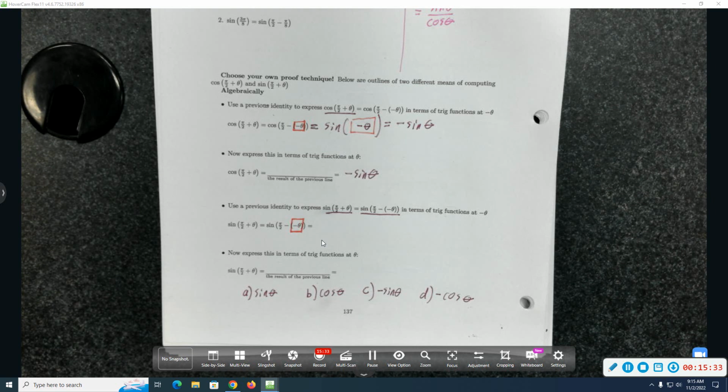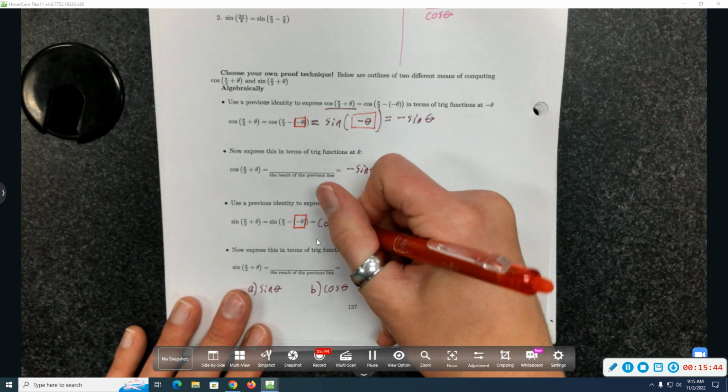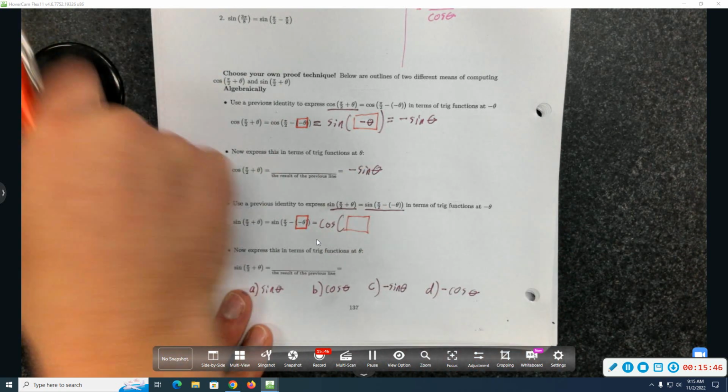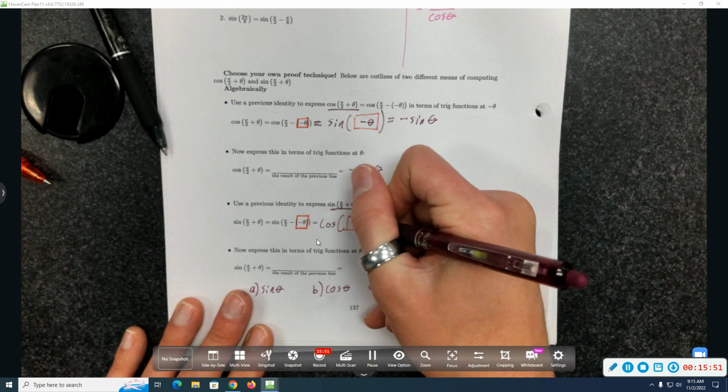Yeah, what's sine of pi over 2 minus a thing? Cosine. It is cosine of that thing. And what the thing is matters. So it'll be cosine of box. And what's the thing in the box? Negative theta.